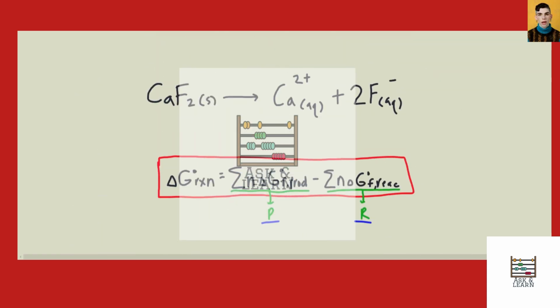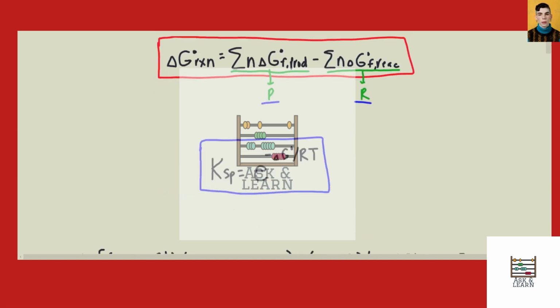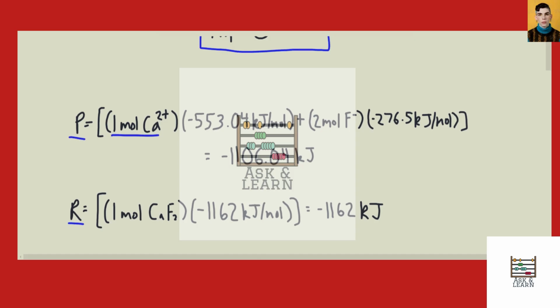And we start with the product side. We see that we have 1 mole of Ca2+ and 2 moles of F-. And each one of these ions have their own value for the change in Gibbs free energy of formation at standard conditions, which we can look up in the appendix. And so now when we multiply these values together, units of moles cancel out, so that we are left with total Gibbs free energy change units of kilojoules. And when we add them together, we can get the total change in Gibbs free energy of the products for this solubility reaction.